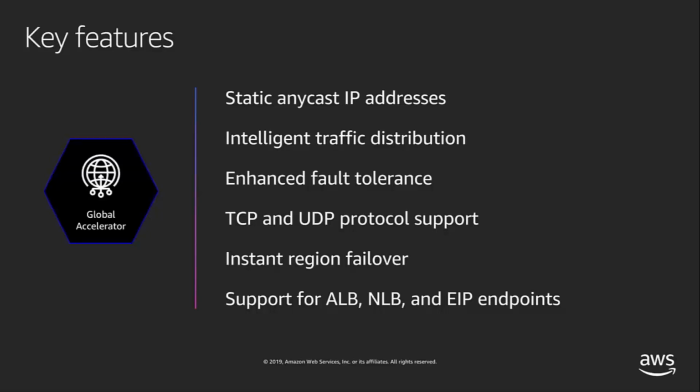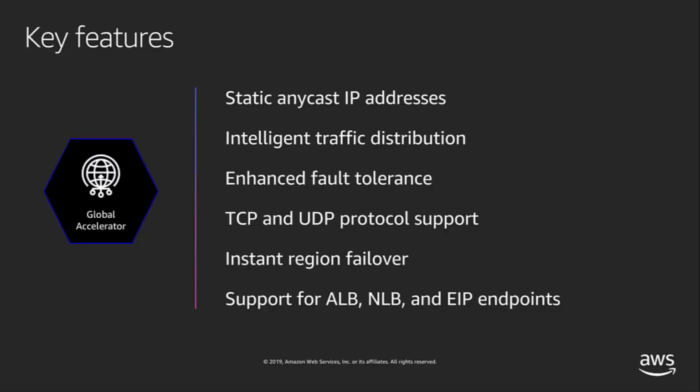Second key feature is intelligent traffic distribution. So you will see that you have control on how traffic is distributed across multiple regions and across your application endpoints in a single region. But what Global Accelerator does by default is that it directs users to the closest edge location, and from there to the closest healthy region, wherever your application is running. And you have some controls that we'll look at later.